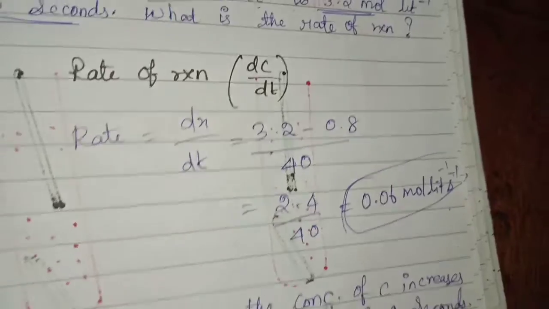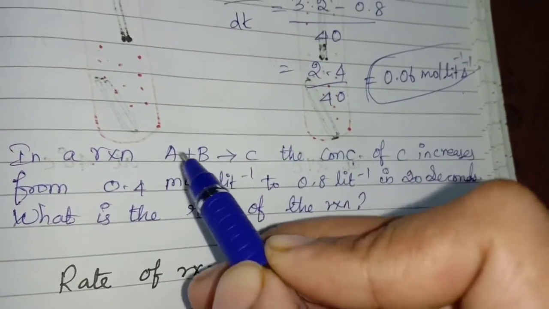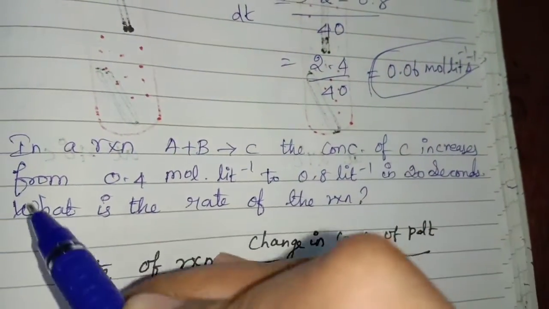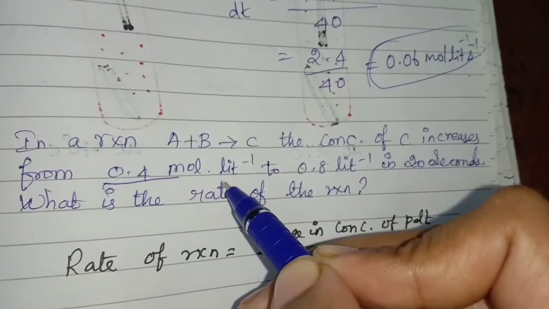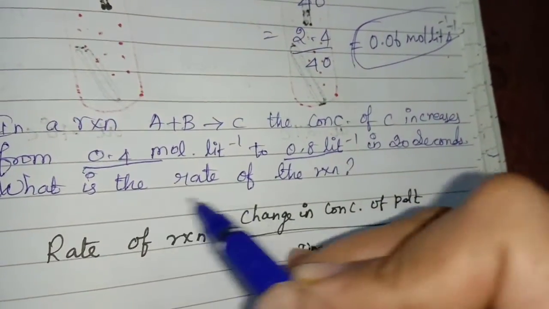Now there is another problem that we have to calculate. In a reaction, the same A plus B reacts with each other and gives product C. The concentration of C increases from 0.4 mole per liter to 0.8 mole per liter in 20 seconds. What is the rate of the reaction?